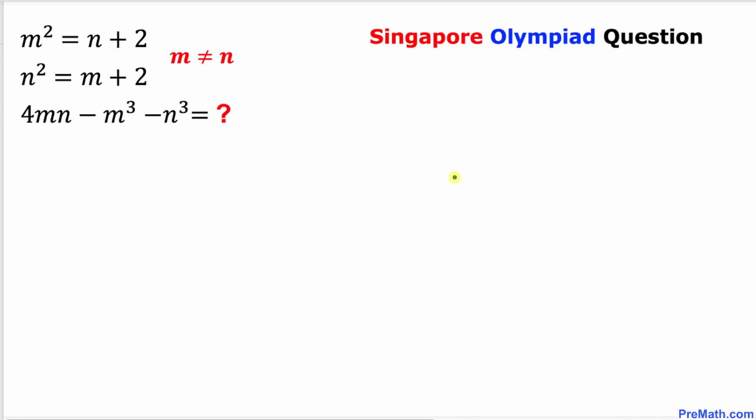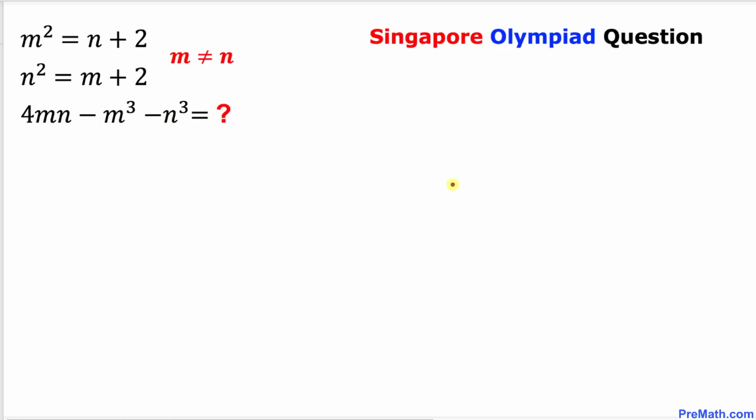Welcome to Premath. In this video tutorial, we have got this interesting math problem. We have m² = n + 2, n² = m + 2, and make sure that m is not equal to n. And now we are going to calculate the value of this expression: 4mn − m³ − n³.